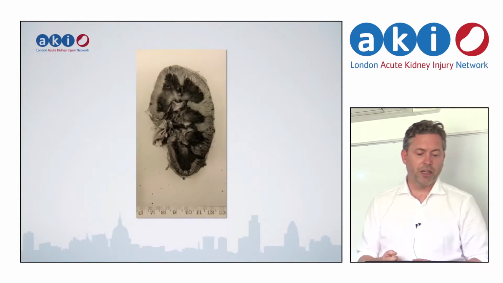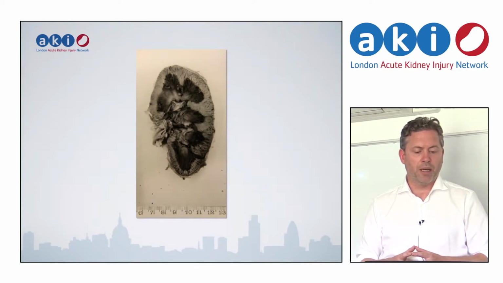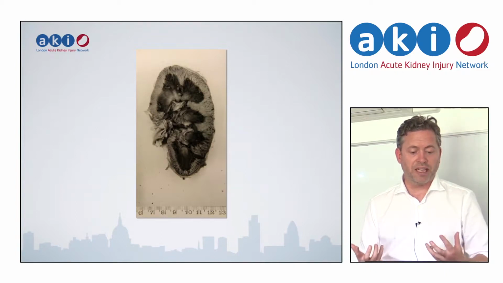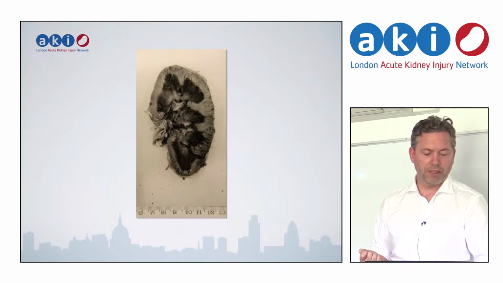They also described, of course, the renal injury, and these are post-mortem macroscopic appearances of the kidney. We can see this intense black staining of the medulla due to myoglobin pigmentation.